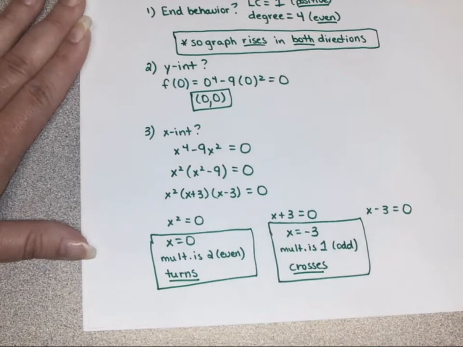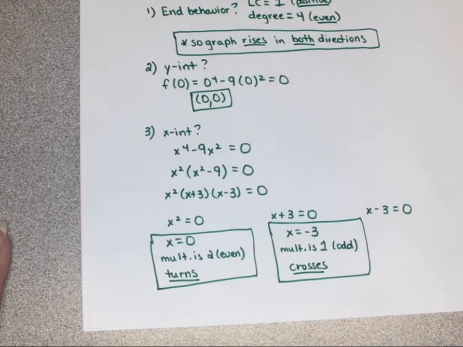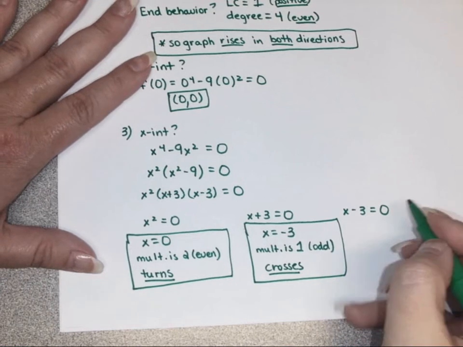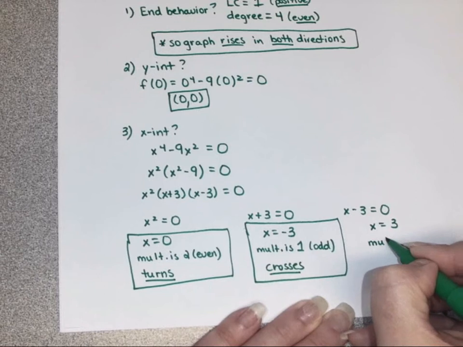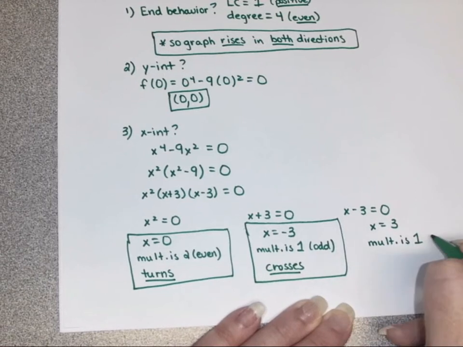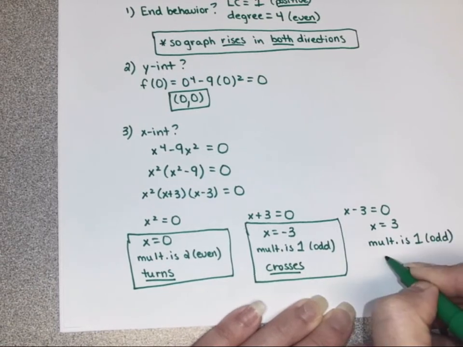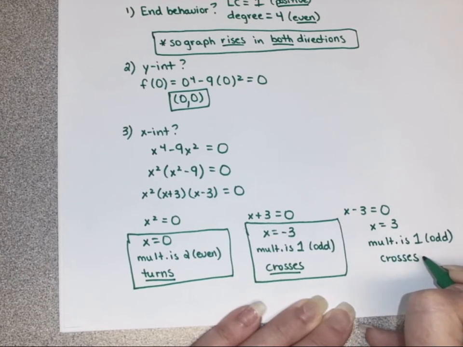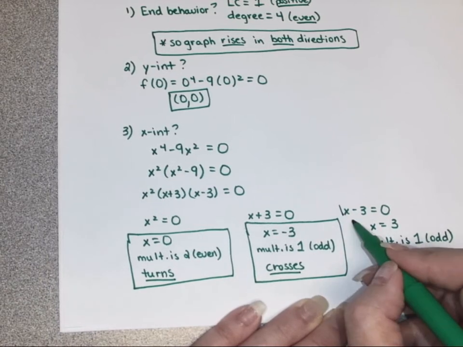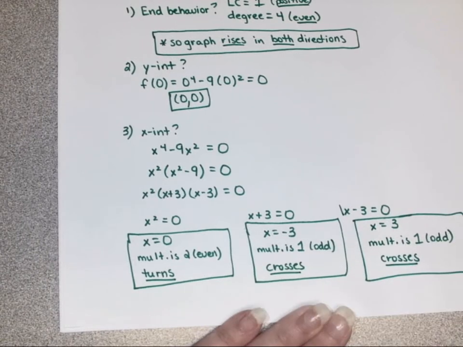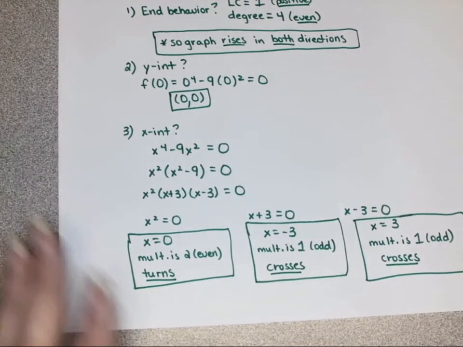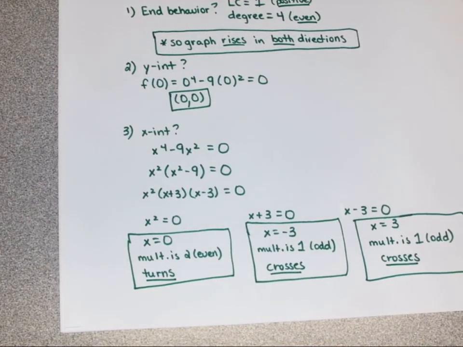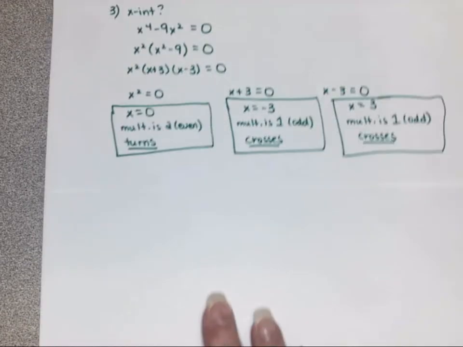So this is the second x-intercept that I have. And then last but not least, what's my last x-intercept? 3, and what's the multiplicity there? Look back up at the factored version. Notice it only occurs how many times? Once, which is odd. So the graph crosses here too. So I'm almost to the point where I'm going to put all this info together.